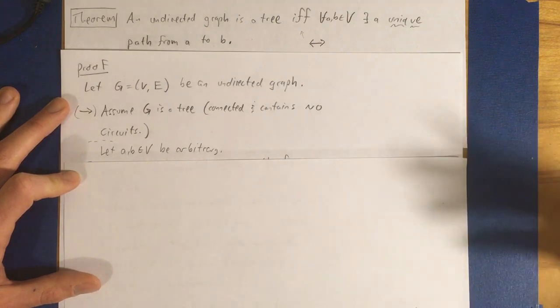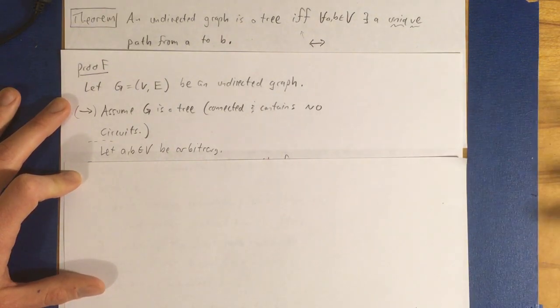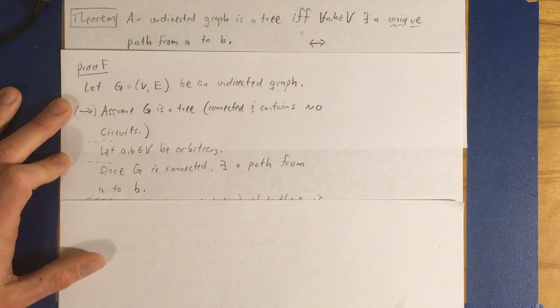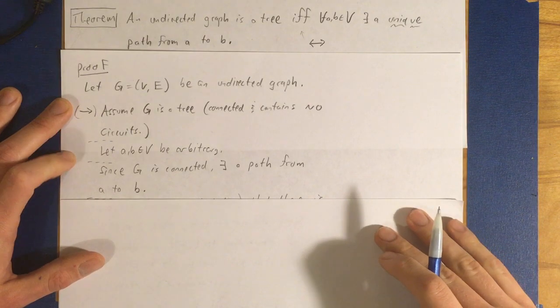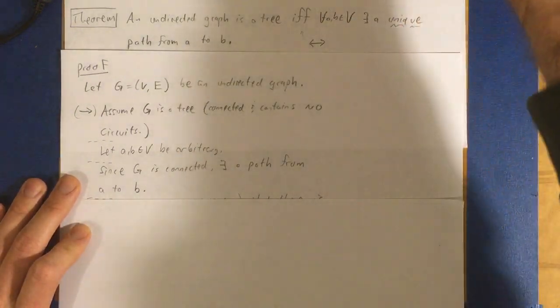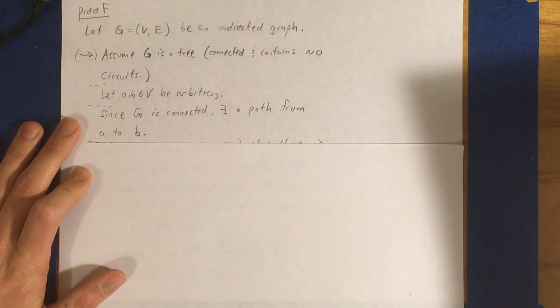So I'm working with arbitrary elements so that I can show that what is true about A and B is true for any two vertices. All right, so now, since G is connected, I can guarantee that there will exist a path from A to B.